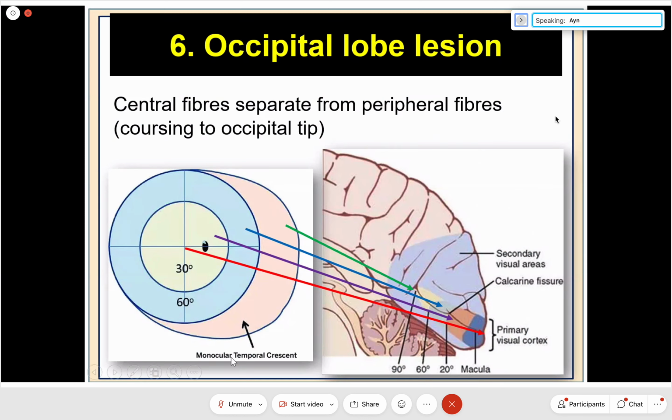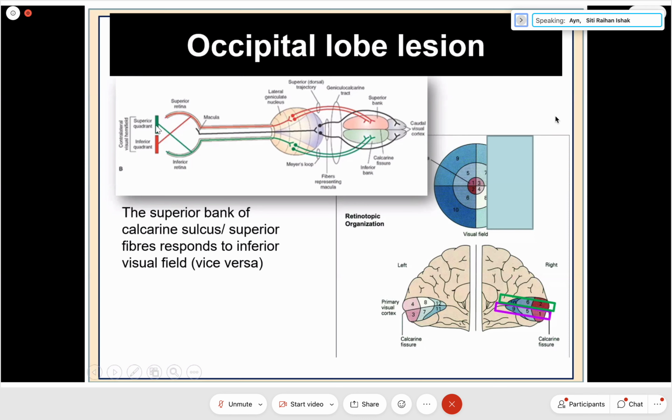Last but not least, this is the occipital lobe lesion. The basic thing that you need to know is that this is the visual field. The macula area goes to the tip of the occipital lobe, whereas the more peripheral the visual field, the further deep it goes in the visual cortex. And one more thing is that the superior fibers end at the superior part of the calcarine sulcus, which is responsible for the inferior visual field, and vice versa.